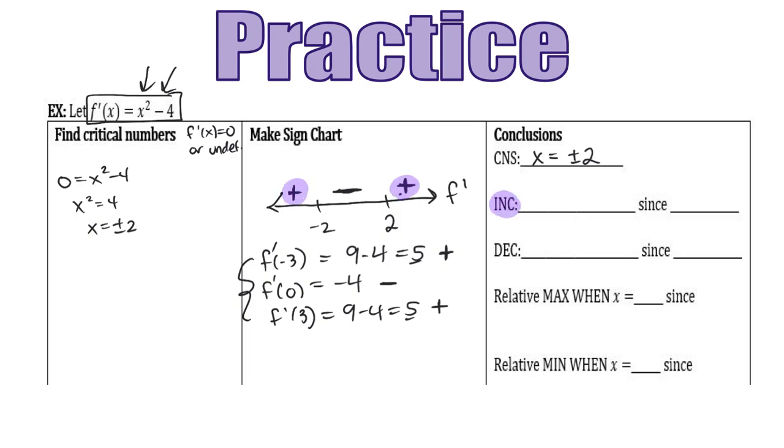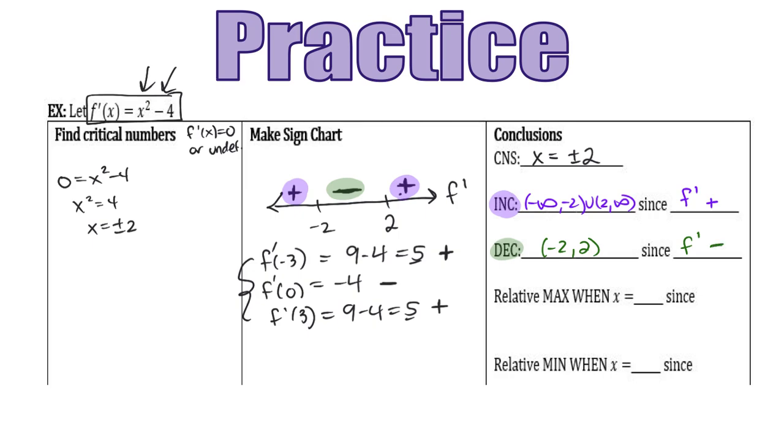Everywhere that our derivative is positive, that means the original function is increasing. So that means everywhere smaller than negative 2 and everywhere bigger than positive 2. And our justification for that, how do we know that, is simply because the derivative is positive on those intervals. Similarly, in between negative 2 and positive 2, the derivative is negative. If the derivative is negative, that means the original function is decreasing. So on the interval from negative 2 to positive 2, the original function is decreasing because the derivative is negative.